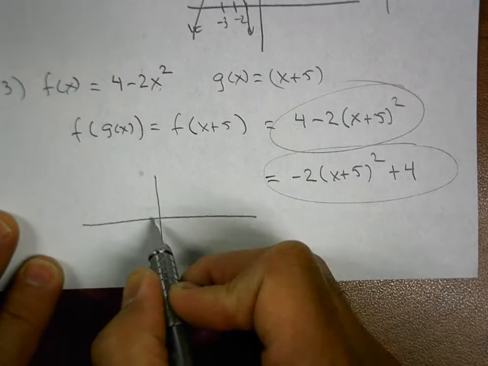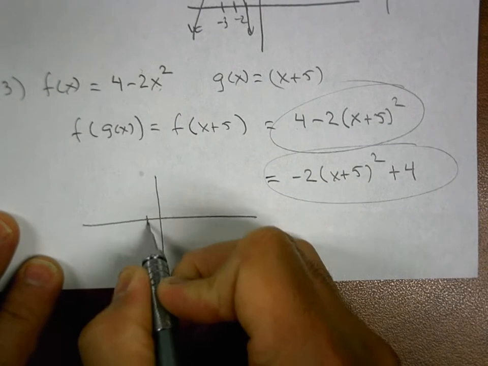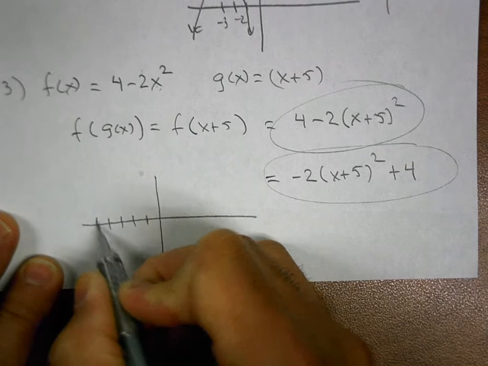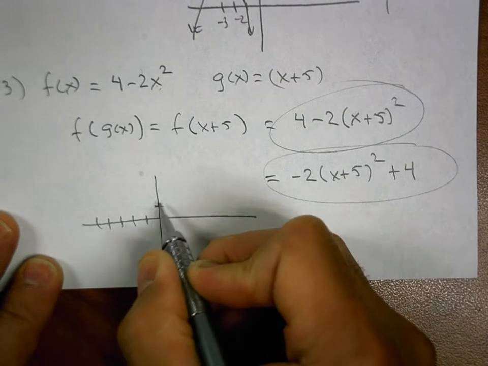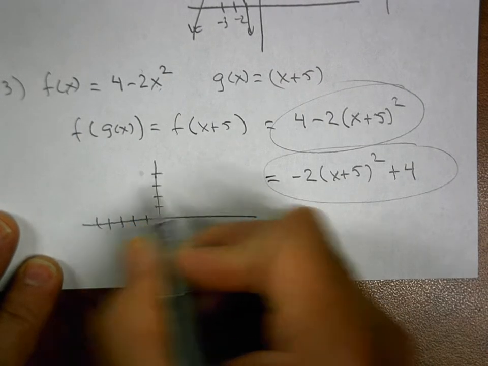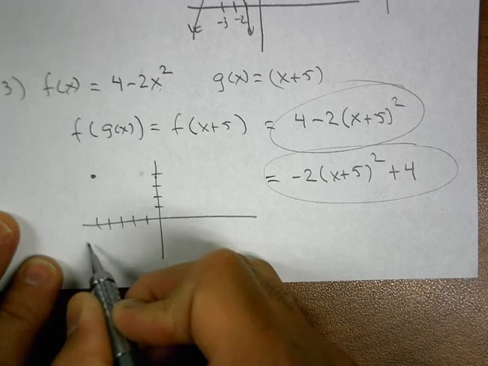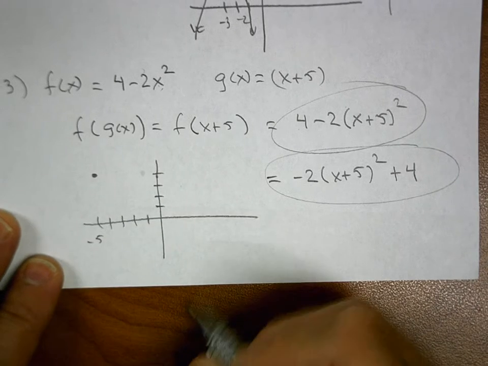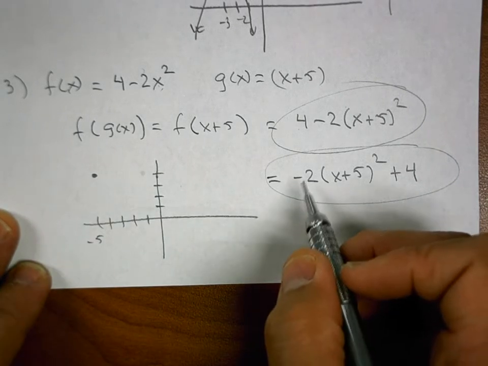So 1, 2, 3, 4, 5 to the left. Up 1, 2, 3, 4. There we go. And then it opens down. Opens down, right?